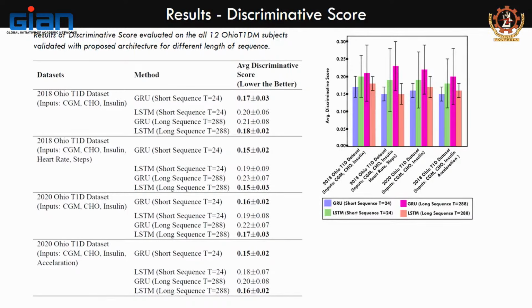So overall, we tested whether there is any impact of short sequence generation and long sequence generation. We found out that you get a better discriminative score if you become selective and go for long sequence generation using LSTM and short sequence generation using GRU. This is what is shown here in this table.